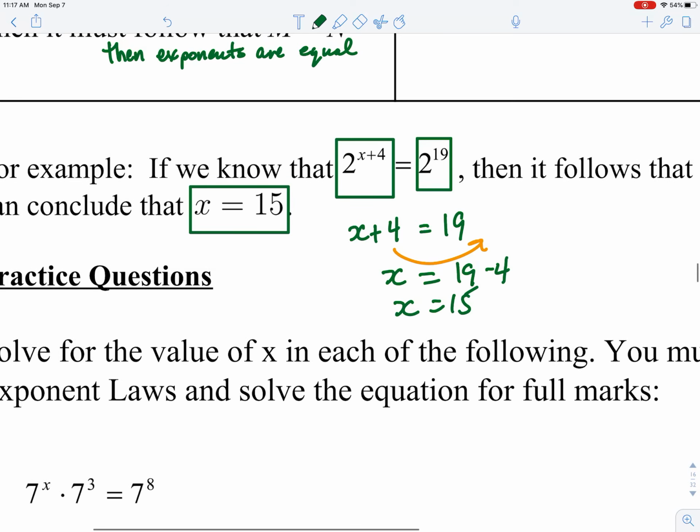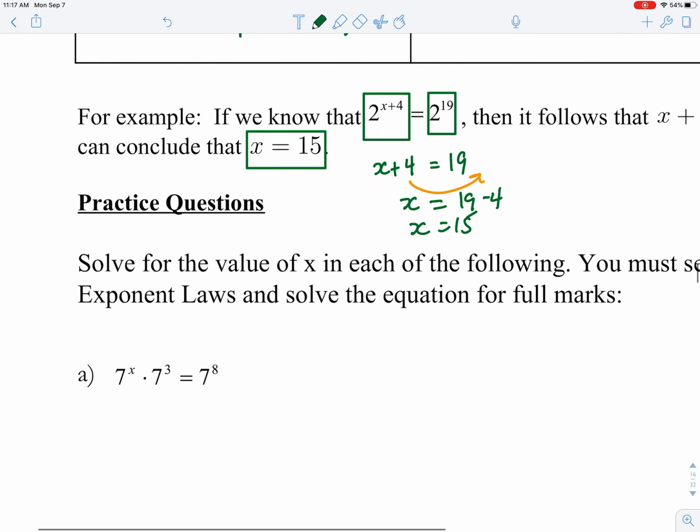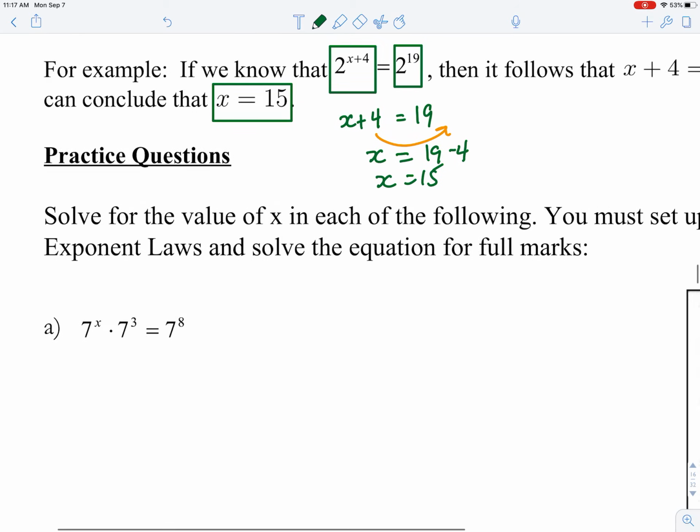So we're going to be doing this. We're going to be trying to get the bases to match on each side of the equal sign. And once we do that, we can solve for our variable, or our x or our n.